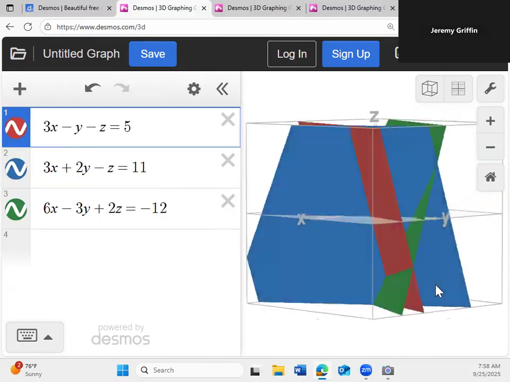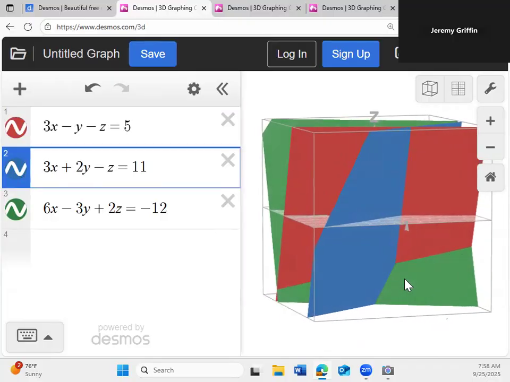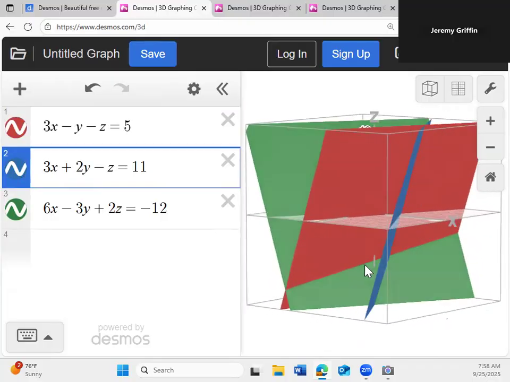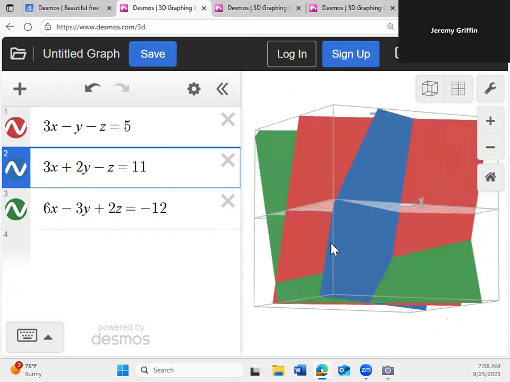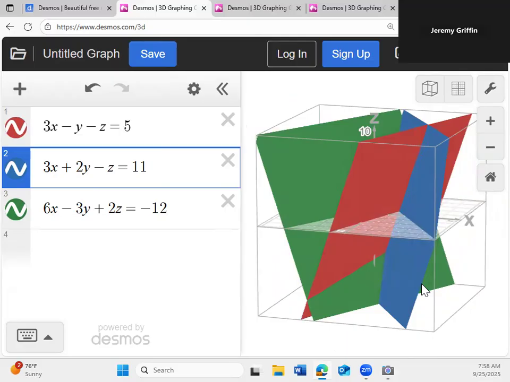I'm scrolling the wheel right now to try to zoom in, zoom out. So there you go. I was trying to zoom out. You can rotate this and see what it looks like. So the solution is this point right here. What about number five?